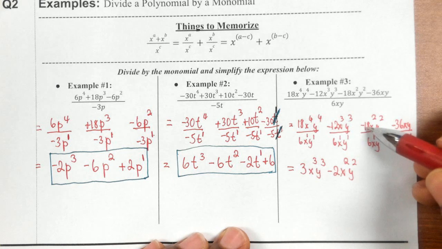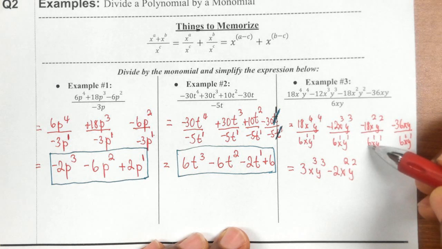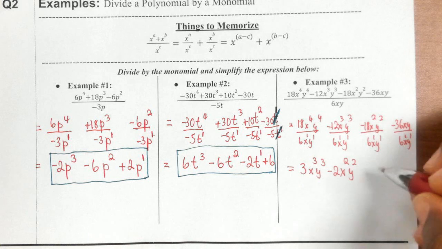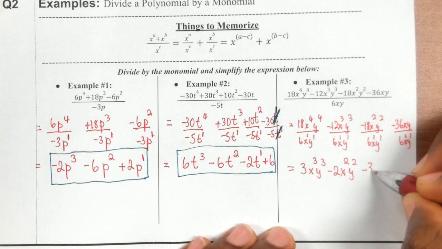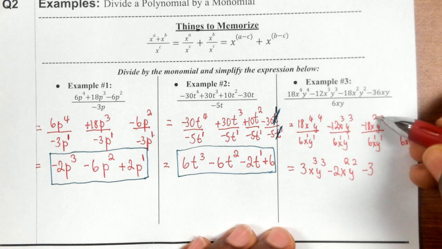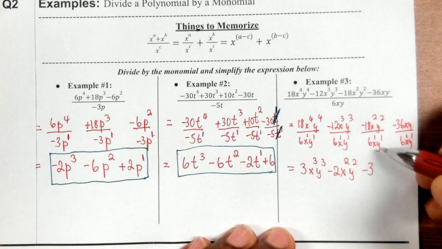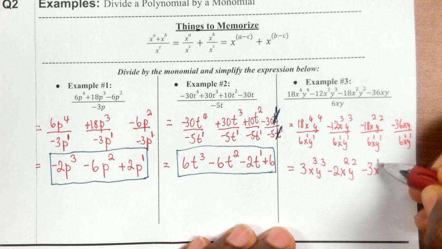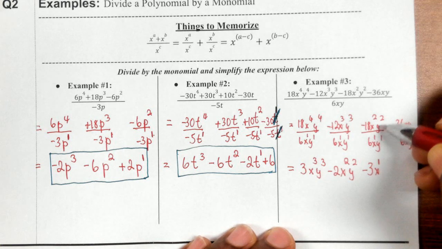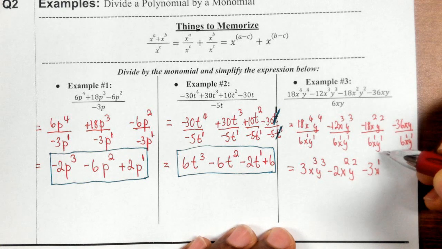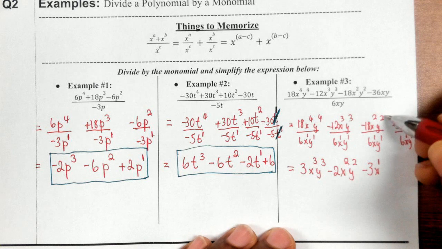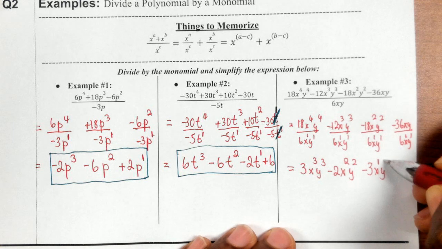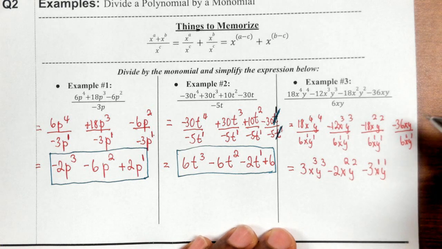Now negative 18 divided by positive 6 will give me negative 3. I have 2 x's up here, 1 down here, so 2 take away 1 leaves me with 1. I have 2 y's up here, 1 down here, 2 take away 1 leaves me with 1. And now I'm all done with that term. So now I'm at my final term.